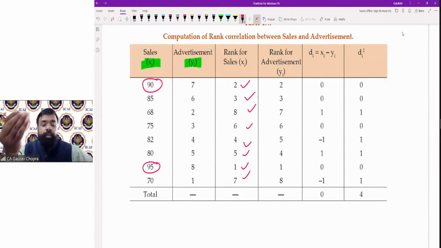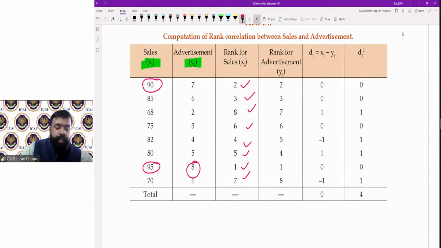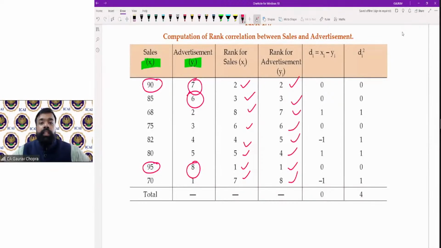Similarly, for y also you have to give the rank. So the highest number is 8. 8 gets the first rank, then 7 second rank, 6 third rank and so on. So in this way you can assign all these ranks. Rank assignment is done. First step is completed now. Now what is the second step?